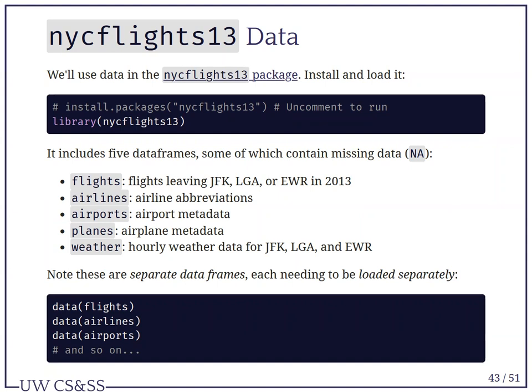We have the airlines data, which are going to be like airline abbreviations, ASA for Alaska Airlines, stuff like that. We have airports metadata, so specific data about where all of these planes are landing. We have information about the planes, so things like how big are their engines and stuff like that. And then we also have hourly weather data from each of these departure places: JFK, LaGuardia, and Newark.